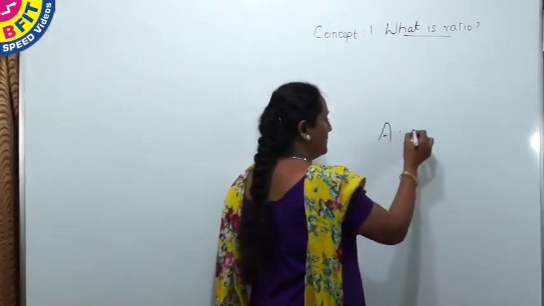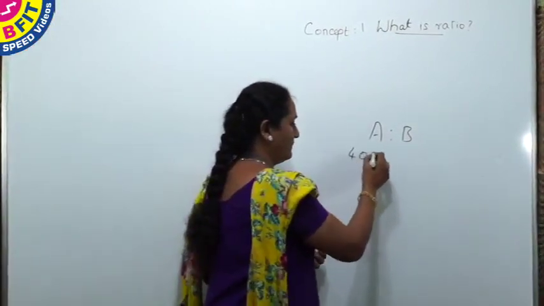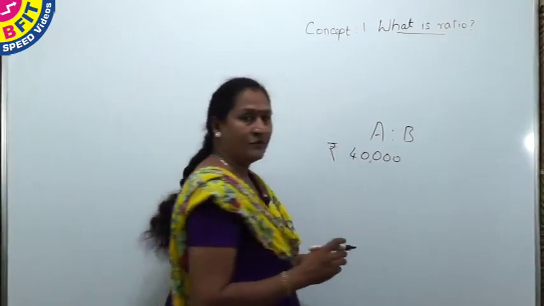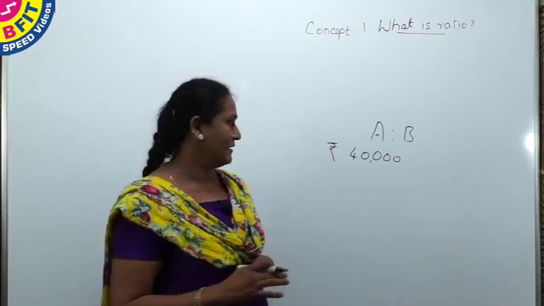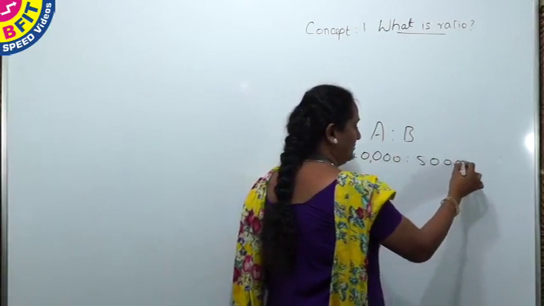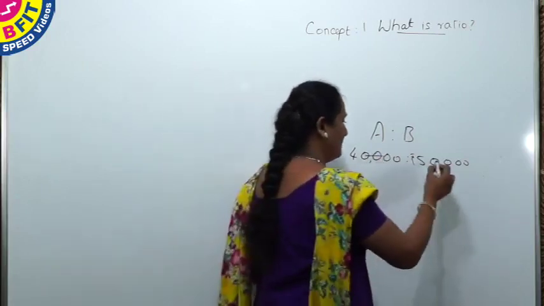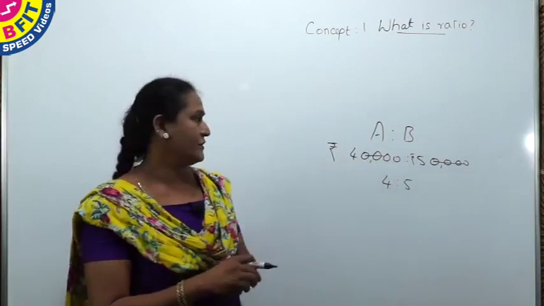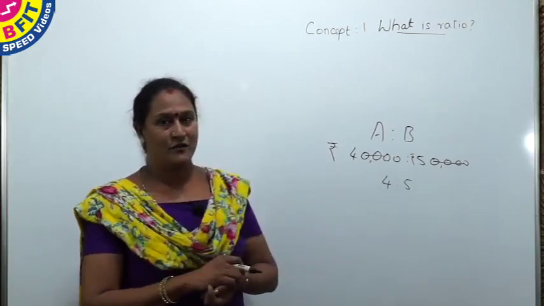Say two persons A and B. So if this person's salary is 40,000, this is in rupees. So we have to compare the other person's salary only. We can't compare the height of the other person. So taking the other person's salary, say for example, 50,000, the ratio of these salaries is 4:5. So the ratio of their salaries is 4:5.